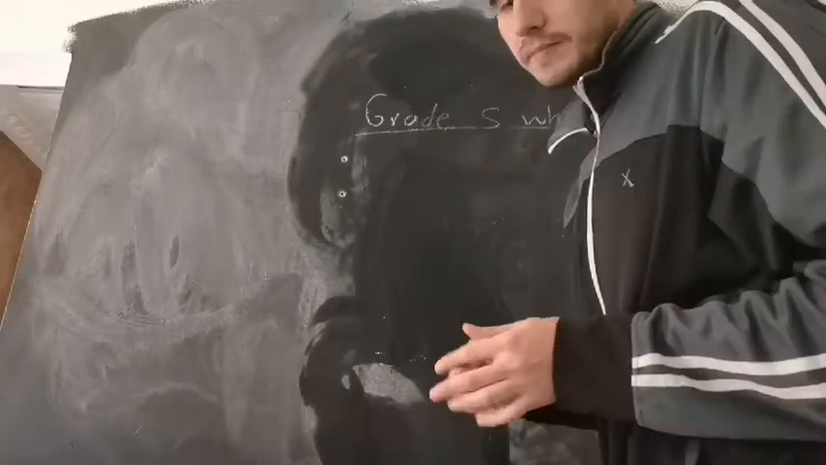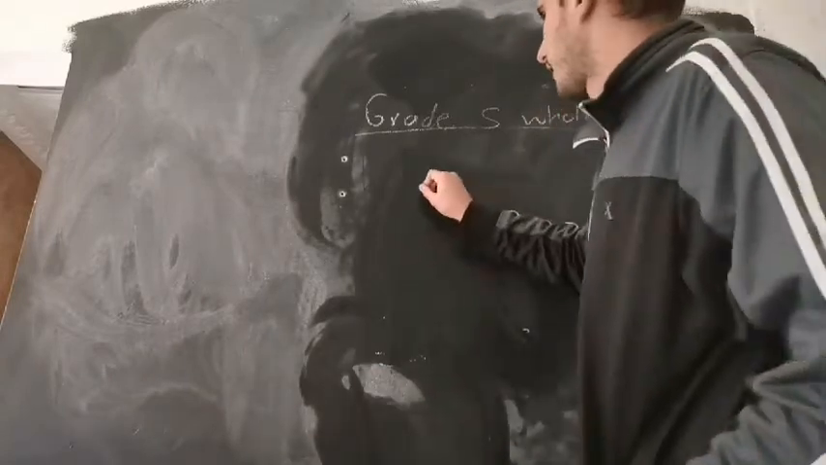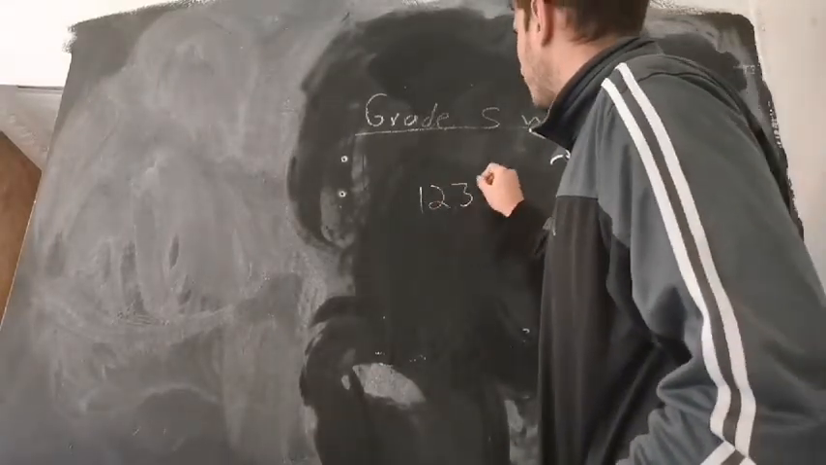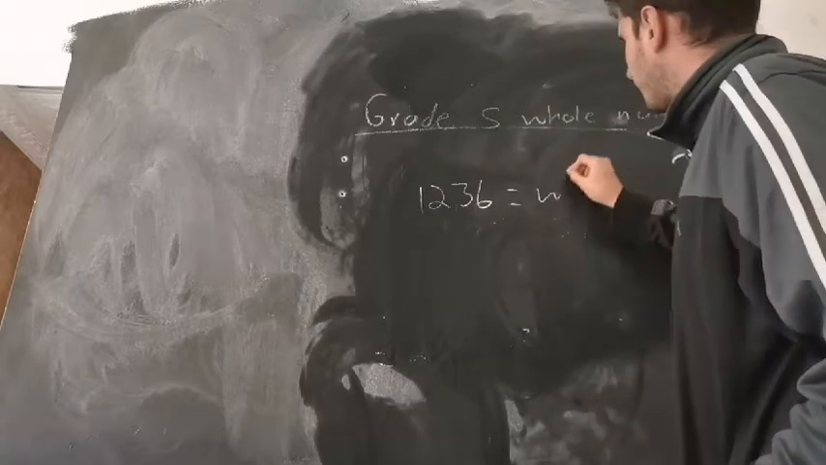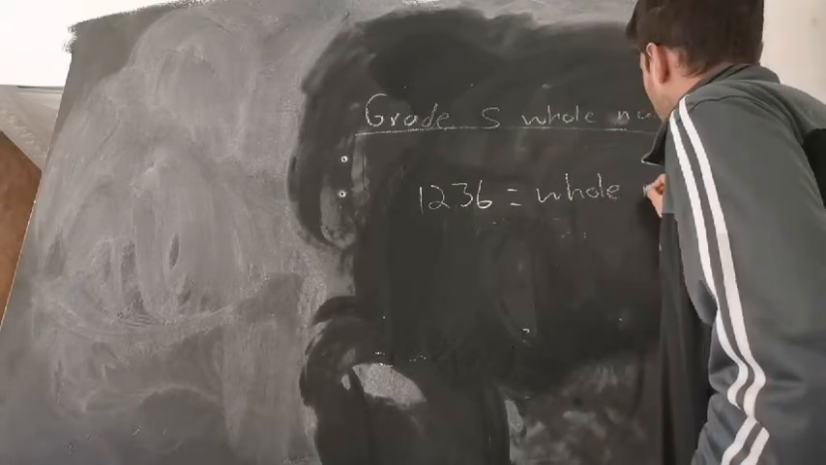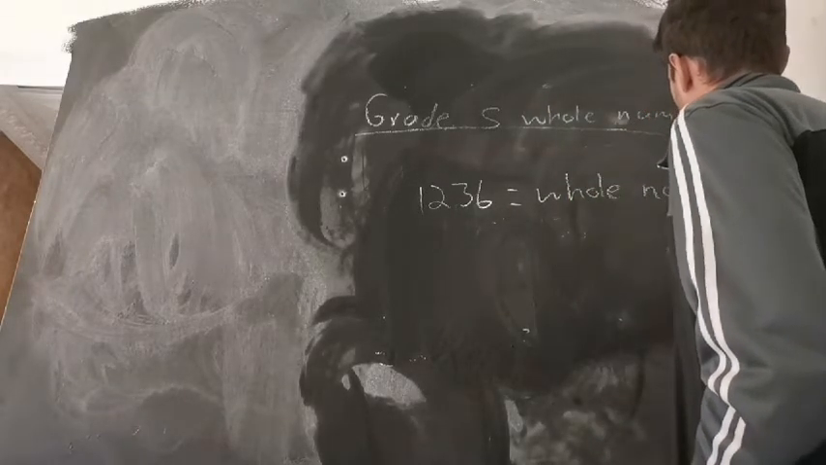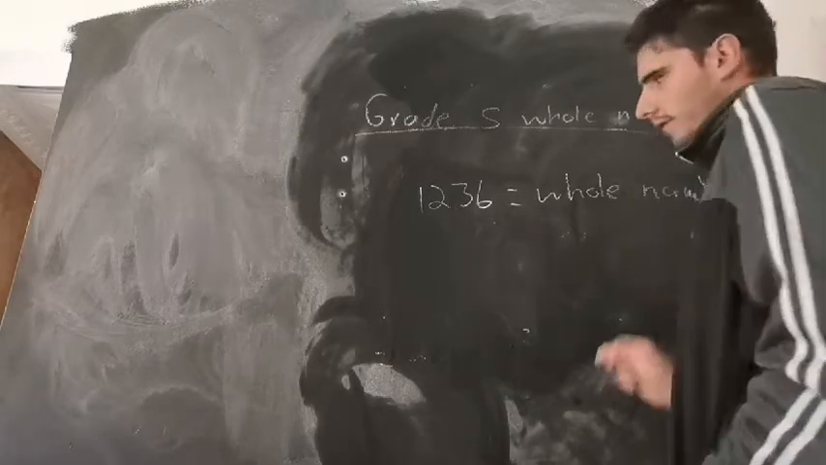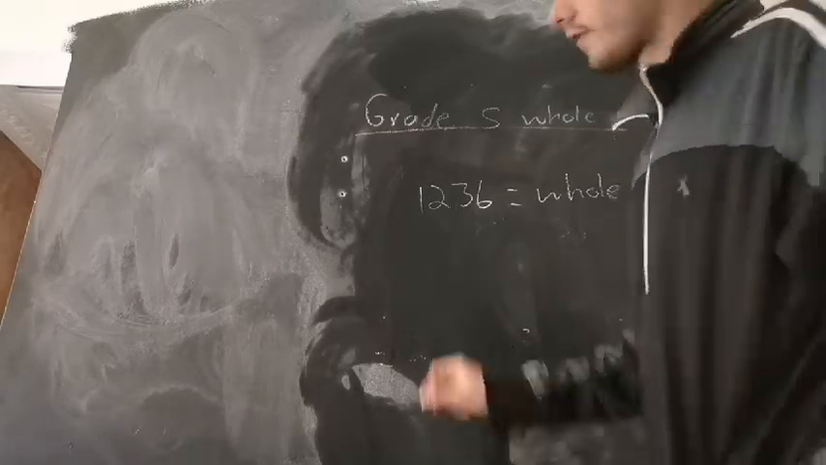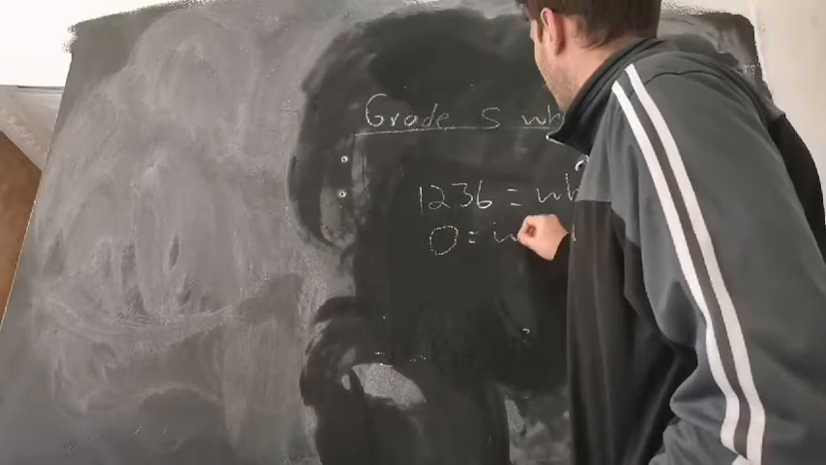So now, a whole number can be classified as, let's say I've got a 1, 2, 3, 6 here. This is known as a whole number, okay? Meaning that the number is whole, okay? Then, 0 is also known as a whole number.